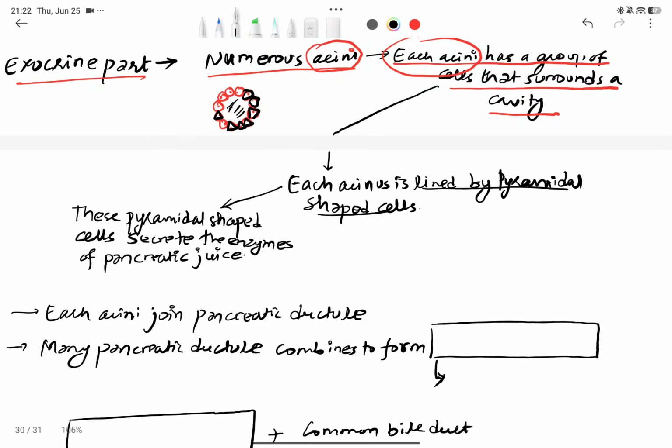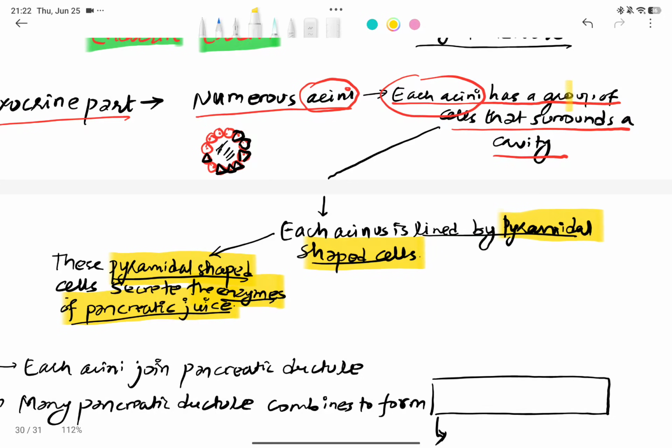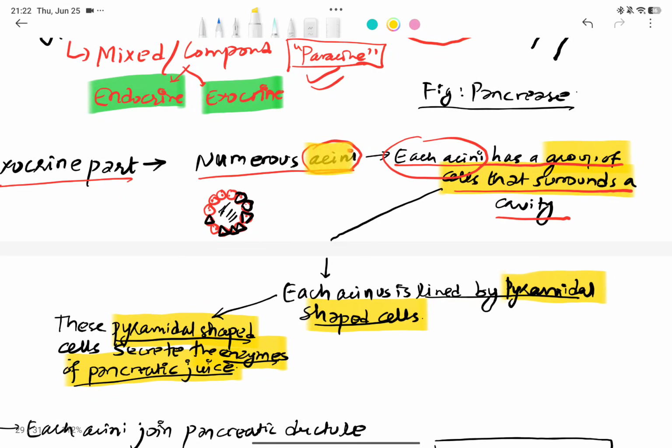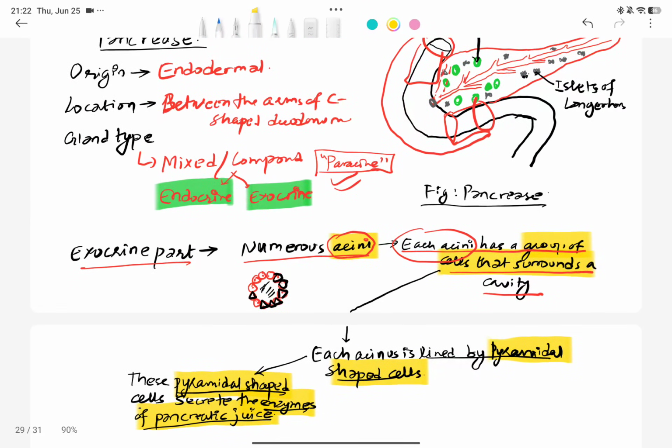These pyramidal cells secrete the enzymes of the pancreatic juice. We will be discussing that later. So there are certain enzymes in the pancreatic juice, and the pyramidal cells secrete them. The acinus is lined by the pyramidal cells, and each acinus has a group of cells that surround the cavity. So there are numerous acini, and these things are important.